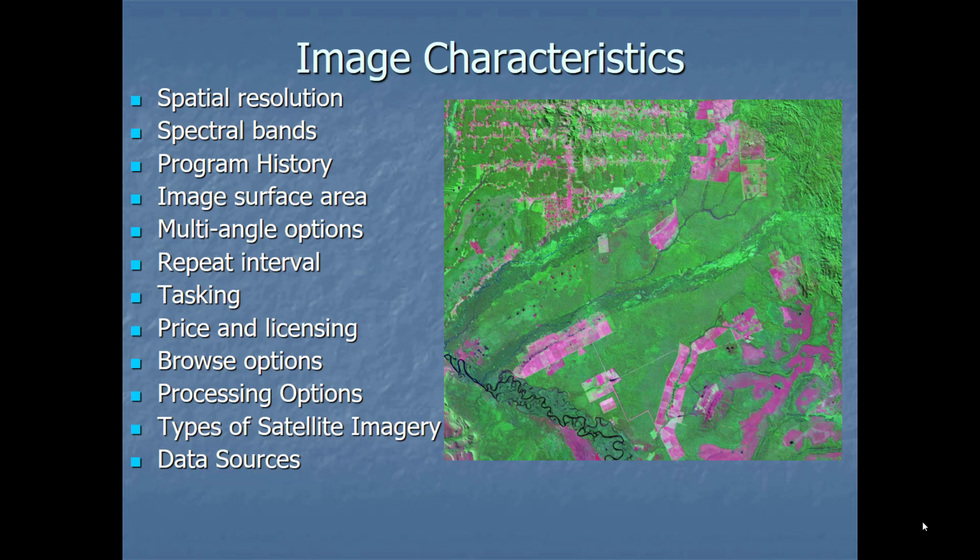The main areas that I will cover will be spatial resolution, spectral bands, program history, image surface area, multi-angle options, repeat intervals, also known as temporal resolution, tasking, price and licensing, browse options, processing options, and I will finish up this presentation by showing you some examples of different types of satellite imagery and cover recommended data sources for your student project.